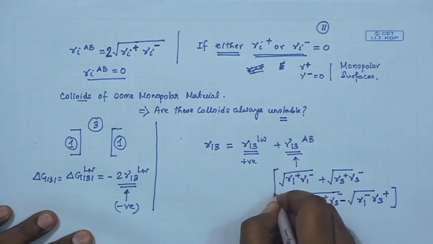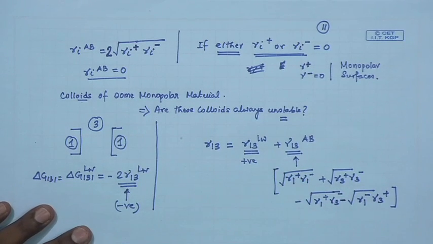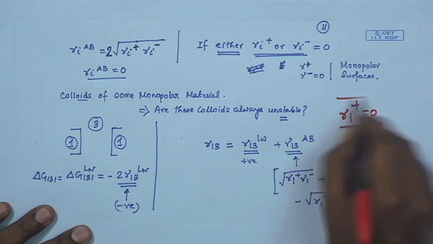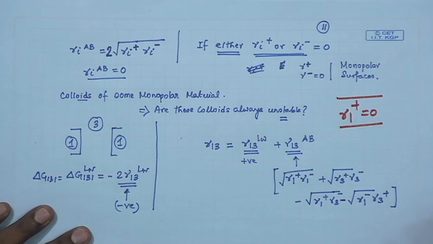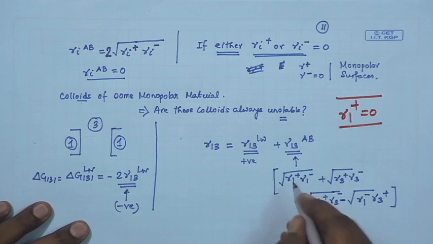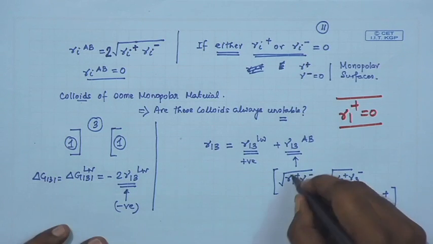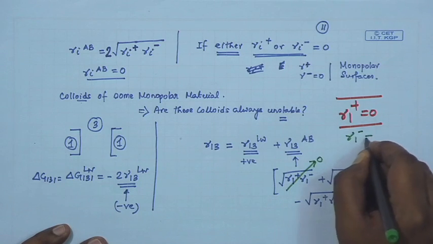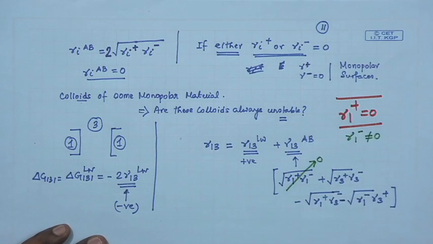And that is very interesting. Let's assume that gamma 1 plus is 0. Okay, so what it means is that indeed this term is 0, and that also means that gamma 1 minus is non-zero. This term is 0, this term is also 0. However, this term is non-zero.